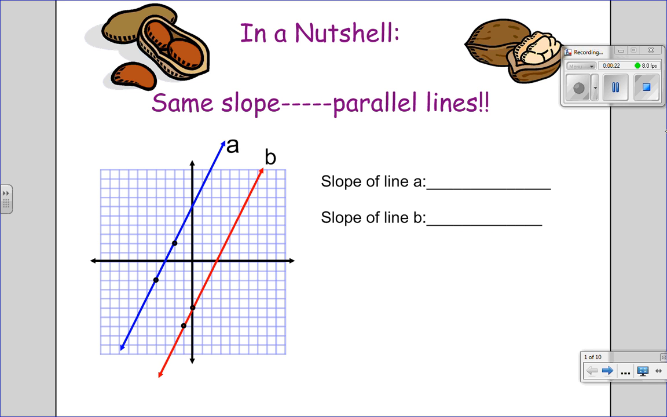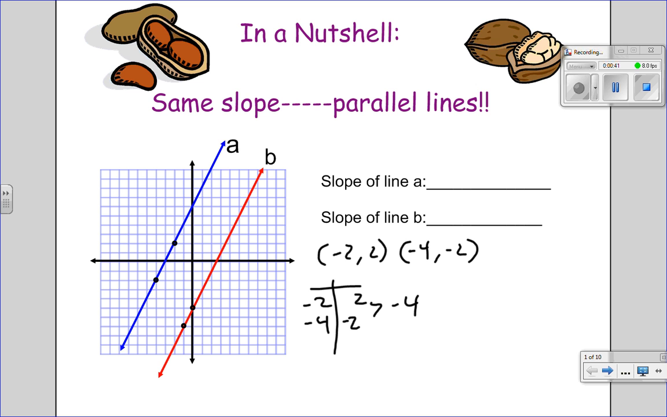So let's look here at these two equations. You have line A, it goes through point (-2, 2) and point (-4, -2). So we need to find the slope of that by making the t-chart, and then finding the delta y, which will be down 4, and the delta x, which would be down 2. So your slope is -4 over -2, which reduces to +2. So the slope of line A is 2.